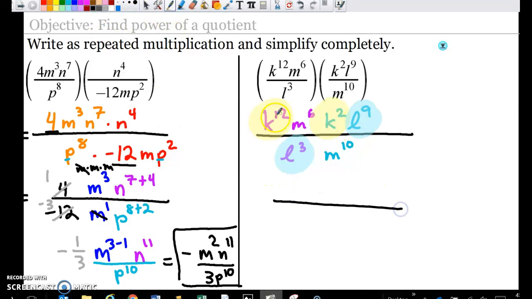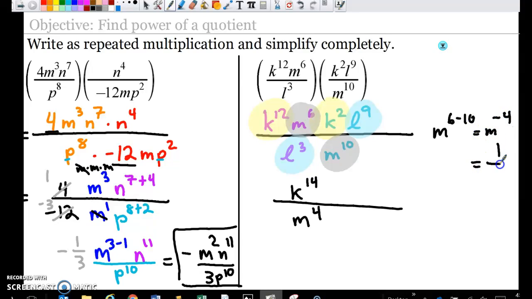So on the top, I have k to the 12th and k to the 2nd. That makes k to the 14th, because when I multiply by the same base, I will add the exponents. M to the 6th divided by m to the 10th. Do I have more m's on the top or on the bottom? Well, it looks like on the bottom. So all of the m's on the top are going to go away, and I'm going to have how many m's on the bottom? 6 minus 10, negative 4. So it'd be m to the 4th on the bottom. Again, I subtracted the exponents. M to the 6th, m to the 10th. 6 minus 10, m to the negative 4th.